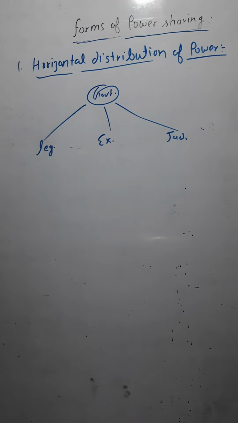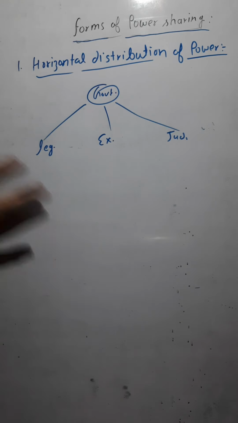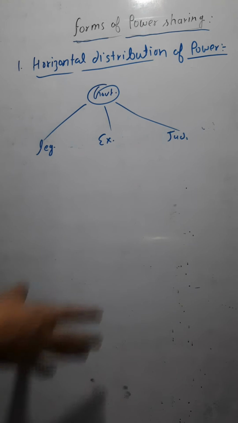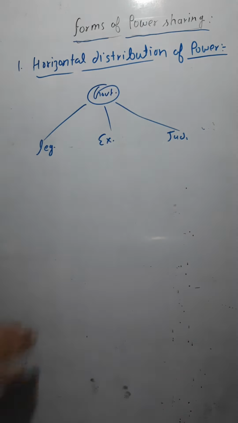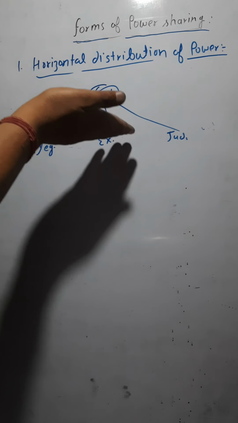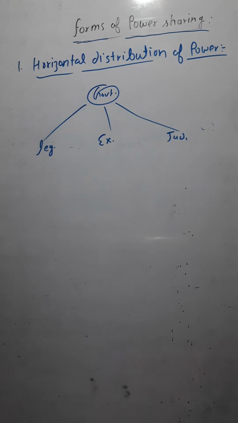So this type of arrangement of power is known as system of checks and balance. So we have system of checks and balance in horizontal distribution of power. Here the power has been divided, but there is checking also. One organ is checking the work of the other two, whether they are doing good work or not. Another organ is going to check the work of the other two. Getting it or not?